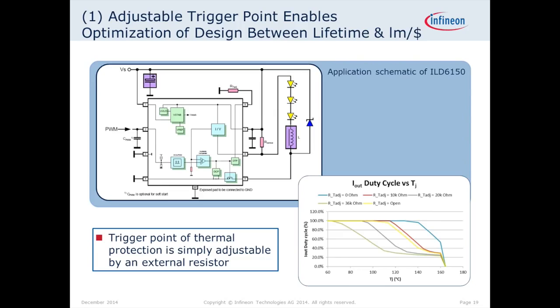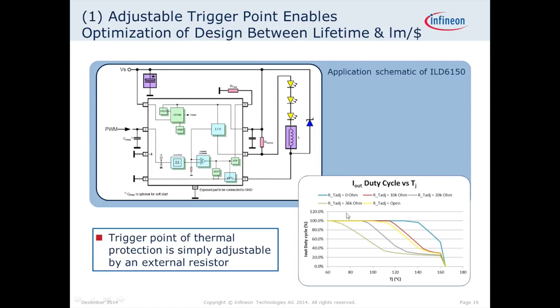First point, adjusting the trigger point. Why is that important? As you can see here in the curve below, you have the flexibility with these devices to adjust the trigger point. Some customers might not even be interested in the thermal protection. They want to drive the LEDs hard in terms of lumen per dollar because they want to get as much light output as possible from the LED system. Then they can take a resistor value which ensures that the thermal protection doesn't kick in so early.